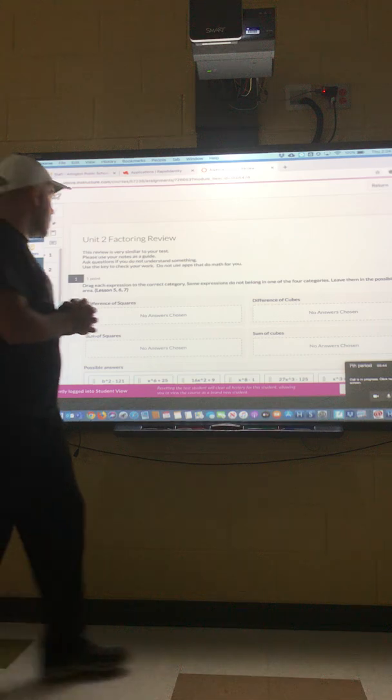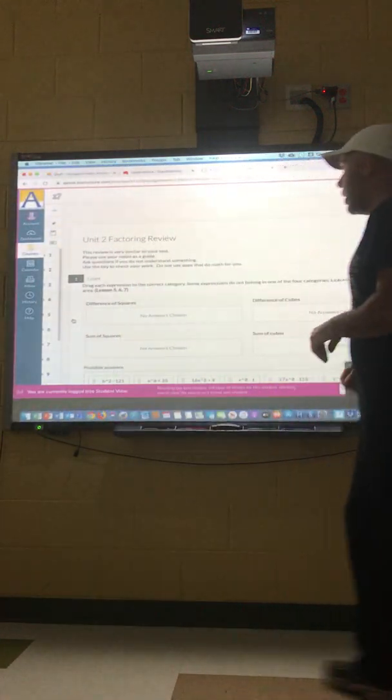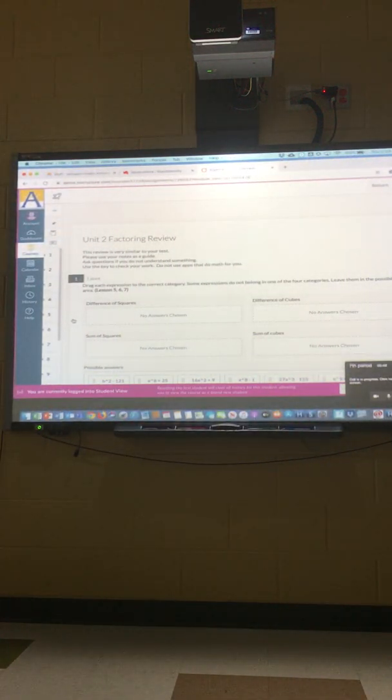All right, so this first question says, drag each expression to the correct category. Some expressions do not belong in one of the four categories. Leave them in the possible answers area, okay?